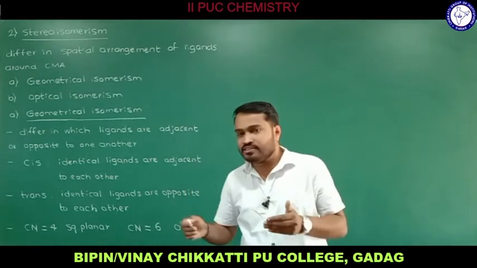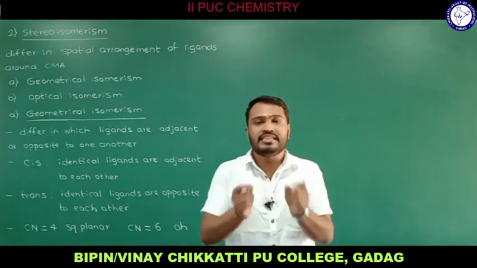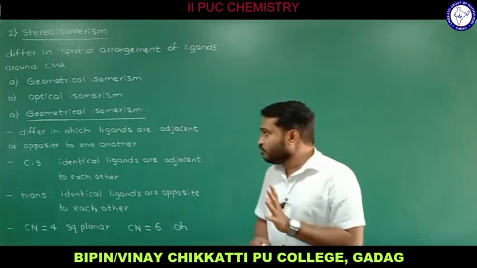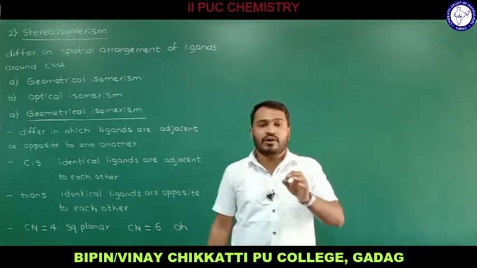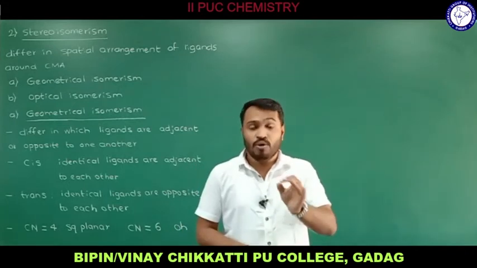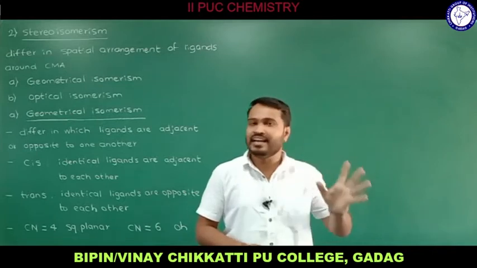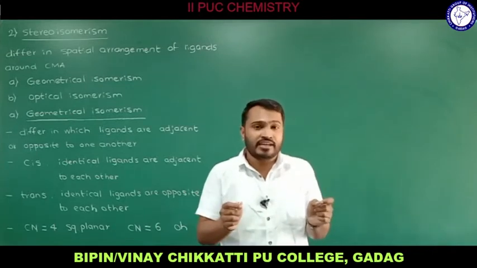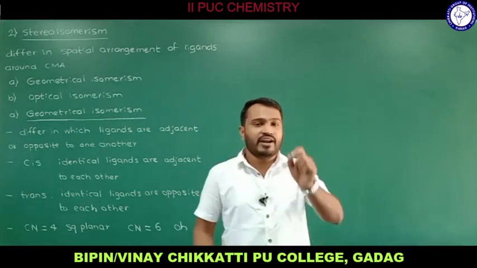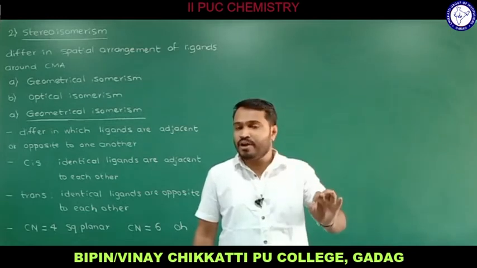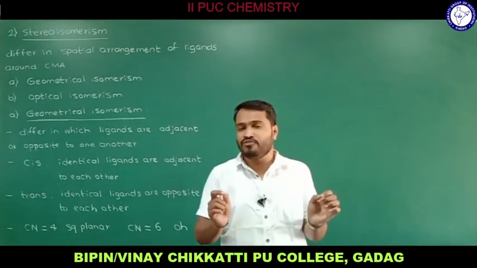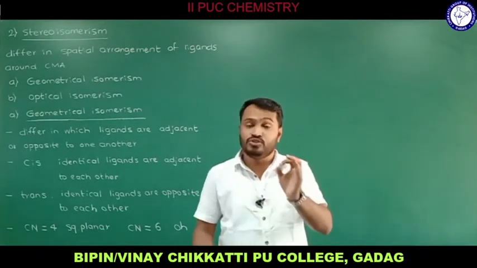In both cases, if the ligands are adjacent, we name it cis. If the ligands are opposite, we name it trans. One more concept to remember: geometrical isomerism arises only if the complex is heteroleptic. In a homoleptic complex, where we have a single kind of ligand, the positions are identical, so there is no chance of geometrical isomerism. Complexes containing more than one different type of ligand are called heteroleptic complexes, and such complexes possess geometrical isomerism.